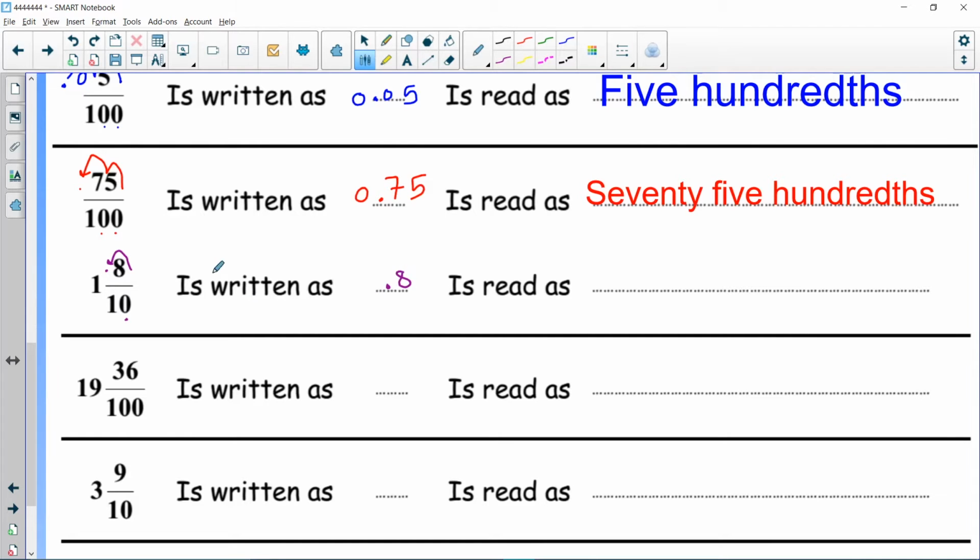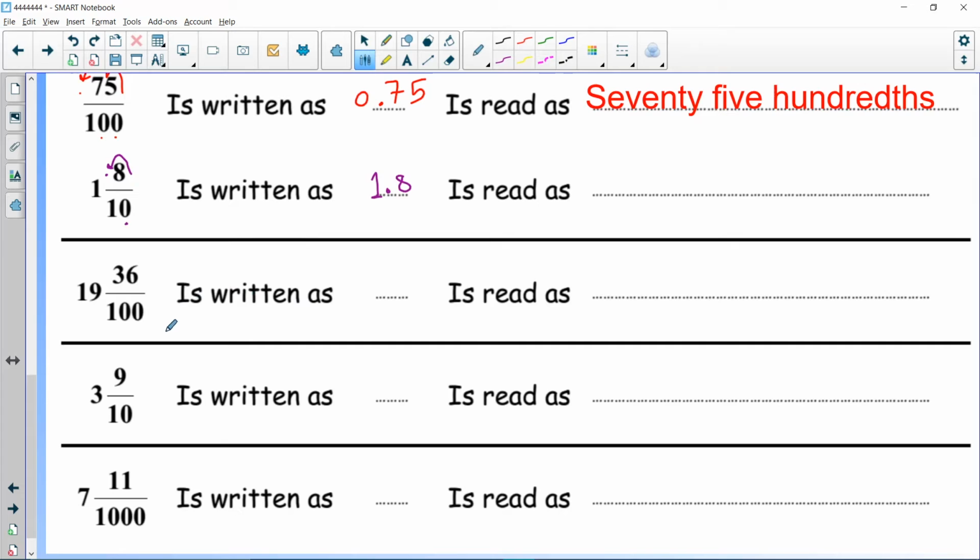0.8. Is there a whole number? Yes, 1. Write 1. It is read as 1 and 8 tenths. According to the number of zeros, 1, 2. Move from right to left. 1, 2. This is the new decimal point. 0.36. Is there a whole number? Yes, 19. Write it, 19. It is read as 19 and 36 hundredths.